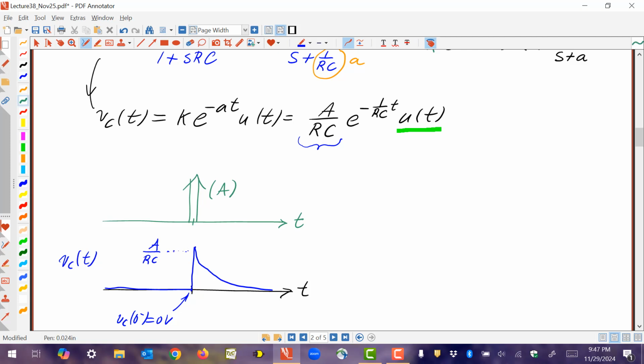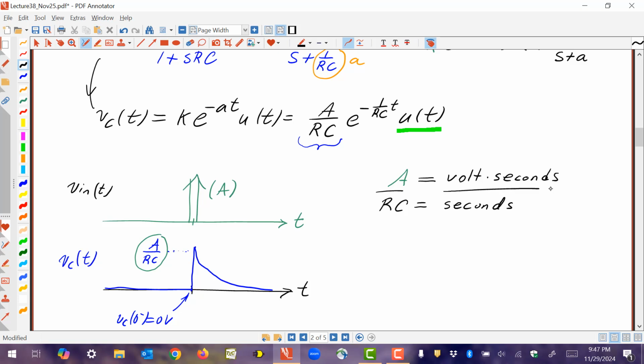But the point that I want to make here is that this right here, A over RC, has to have the unit of volts. And it does. The reason is because, remember, A has the units of what? Remember, it's an area. And remember, this is our Vin of t. And A is an area. So A has the units of volts times seconds. And you should remember from what we did before that RC is a time constant, has units of seconds. So A over RC has the unit of volts as required.